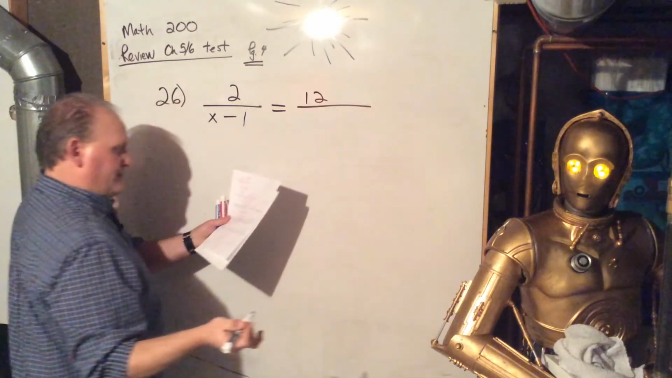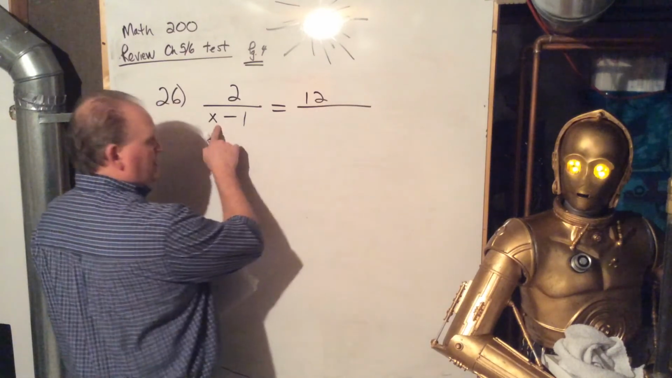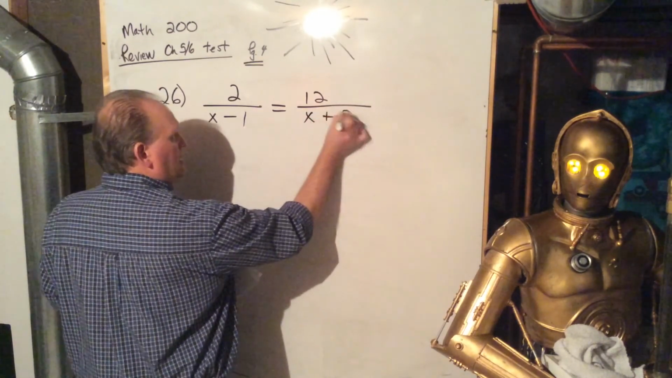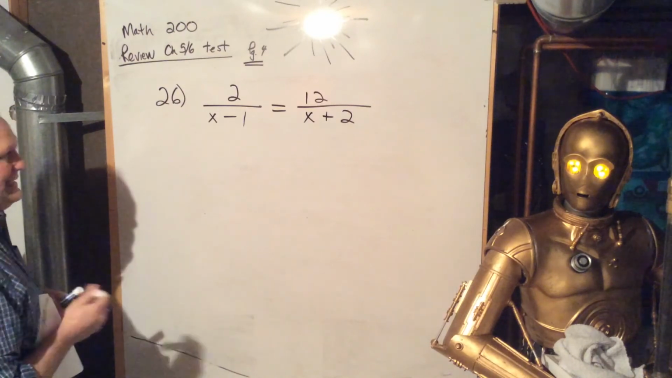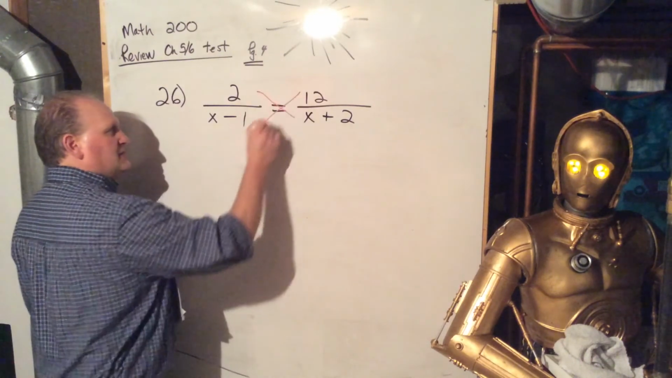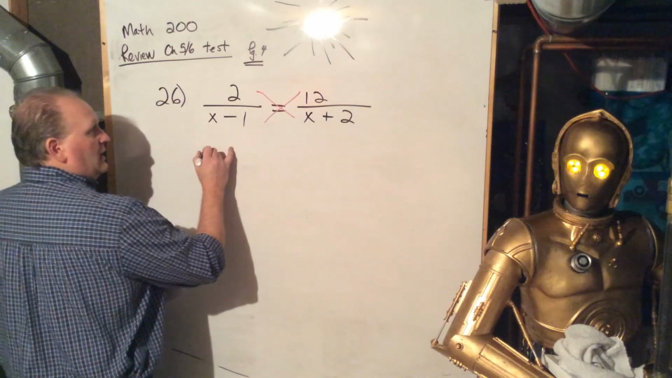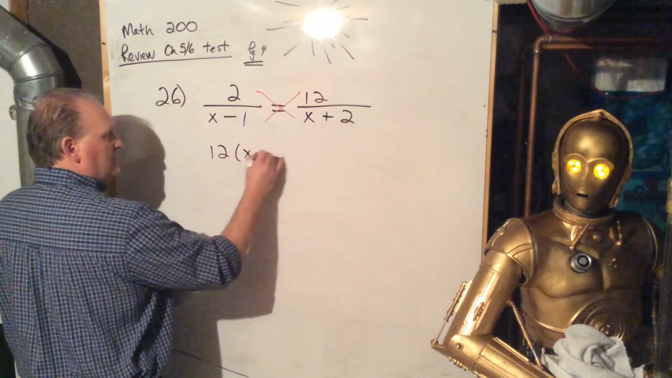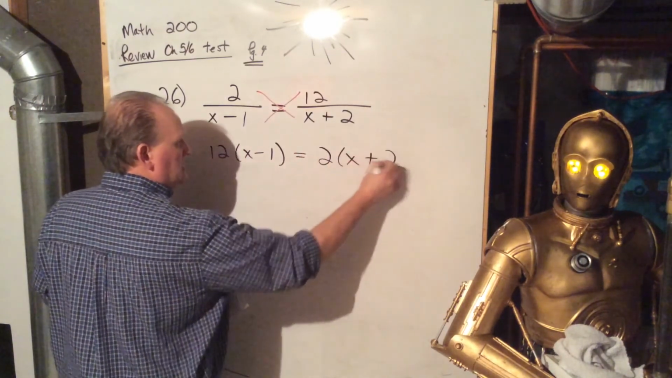12 divided by the sum of the number and 2. So the same number, so I'm going to use x again, but the sum is plus 2. And again, this is just going to be a linear equation. We're going to cross multiply and solve. So we end up with 12 times x minus 1 equals 2 times x plus 2.